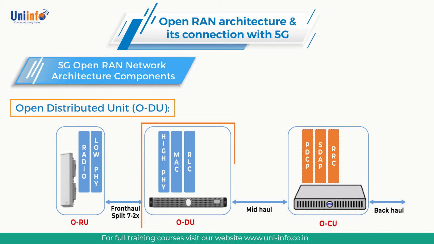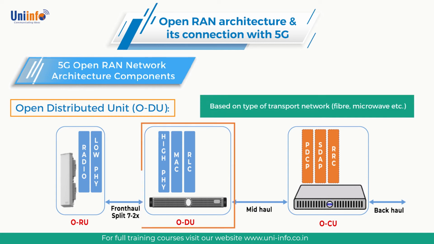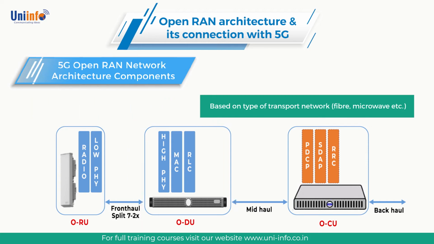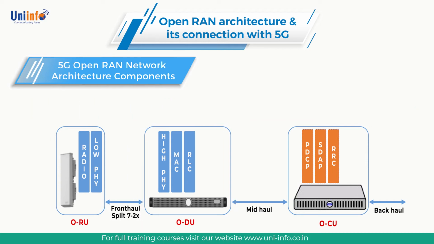Since it is virtualized, this gives flexibility in terms of placing the processes at different locations, which may include the cell site, far edge locations, and/or centralized locations. These functional layer splits are defined in the 3GPP specifications, and their placement is selected based on the type of transport network, fiber, microwave, etc., available to the cell sites.